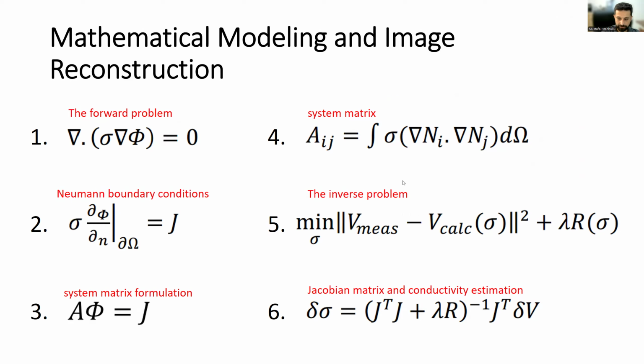The parameter lambda controls the balance between data fidelity and regularization. Lastly, the Jacobian matrix J is calculated to linearize the nonlinear relationship between voltage and conductivity, enabling iterative updates for conductivity estimation. Its formulation is given in equation 6.